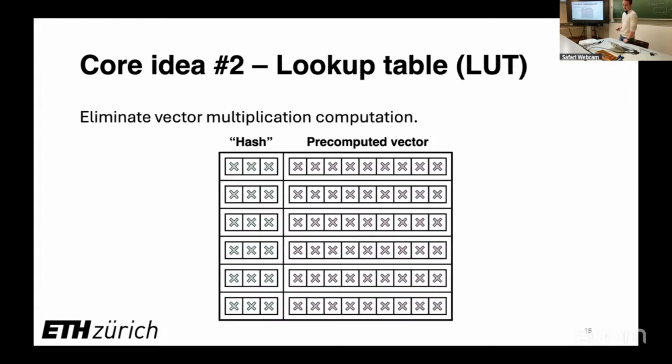Okay, the second idea is the lookup table. So this, I think, should maybe be called a hash lookup table, but essentially you have 2 parts. The first is a quantized vector that you will compare with your input, and you will choose the most similar row and then look up the pre-computed vector.